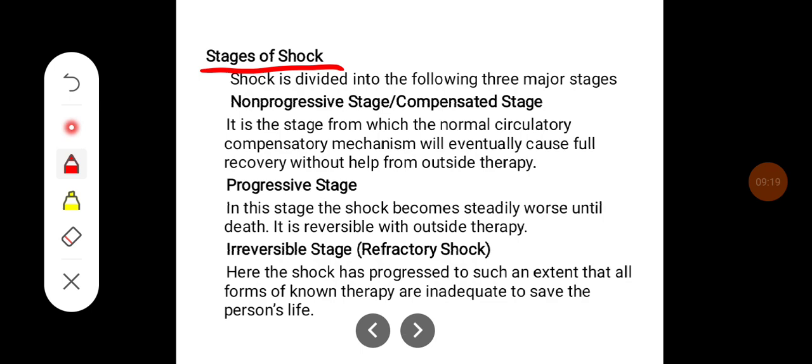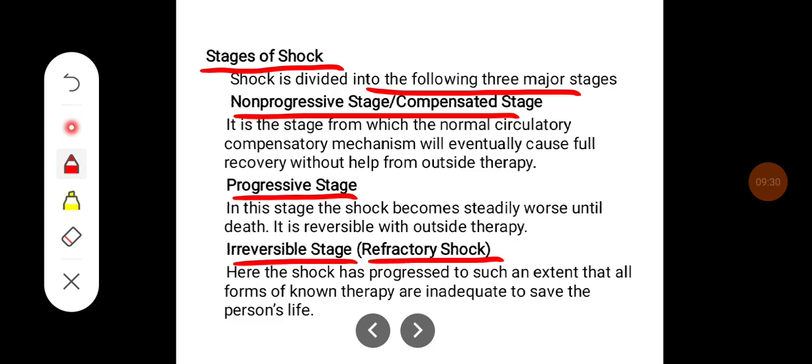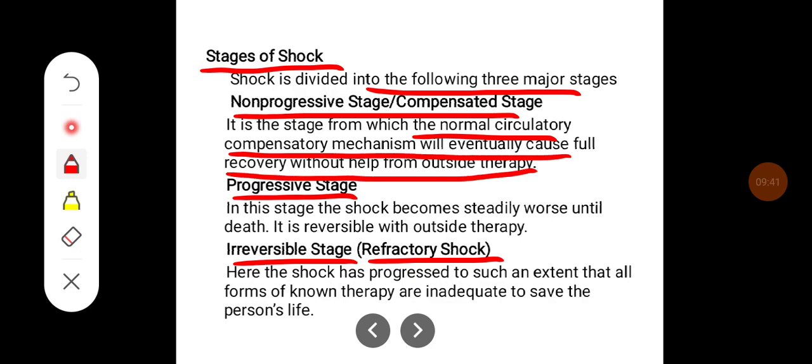Different stages of shock. Shock is divided into the following three major stages: non-progressive or compensated shock, progressive shock, and irreversible shock or refractory shock. Non-progressive shock is a stage from which the normal circulatory compensatory mechanisms will eventually cause full recovery without help from outside therapy. Whereas in progressive shock, in this stage, the shock becomes steadily worse until death.